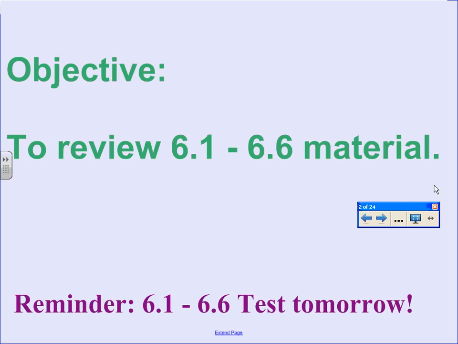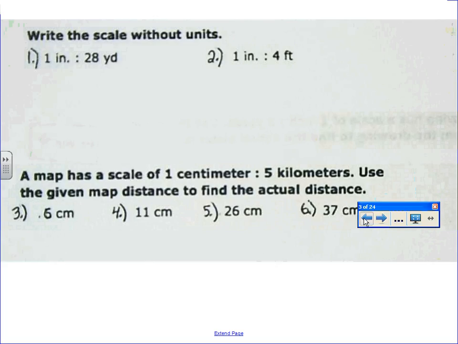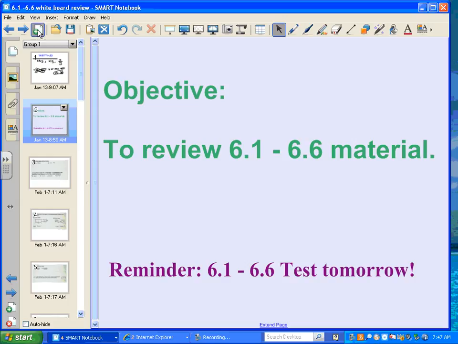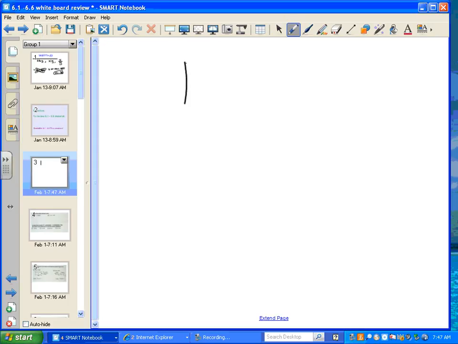Okay, guys and girls, our objective is to review 6.1 through 6.6 material. Before we go over the warm-up, I want to go over one thing with you. This has been a common question today, which is scale factor. So I want you to look at the figures that I have up here. And let's say this side is 8, this side is 12, this is 4, and this is 6.